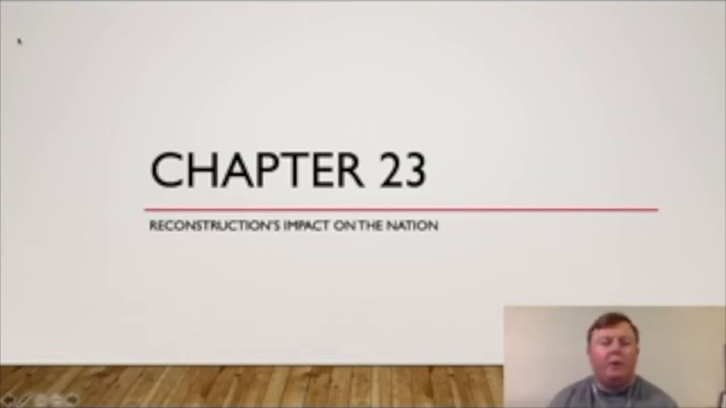We're going to be looking at chapter 23 today, the last chapter in our book, talking about Reconstruction's impact on the nation. Okay, so we're finally finishing up chapter 23 here, last chapter in the book, and going to look at how Reconstruction plays out, especially in the South.